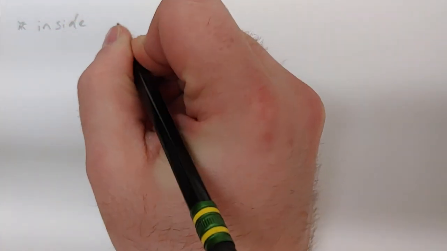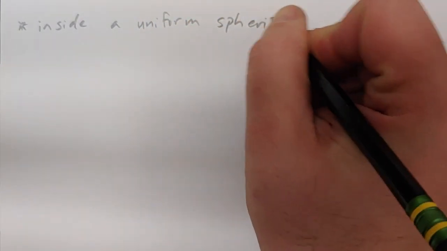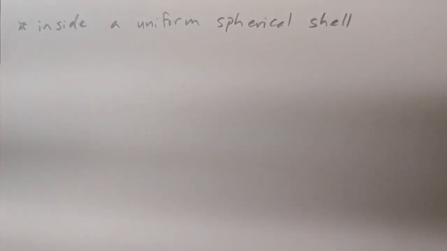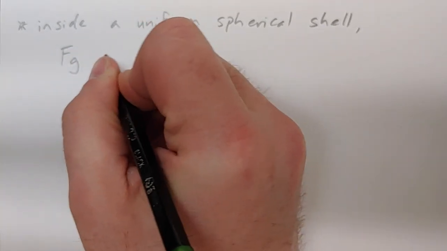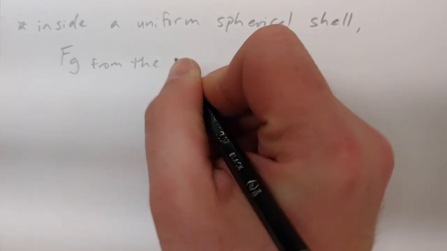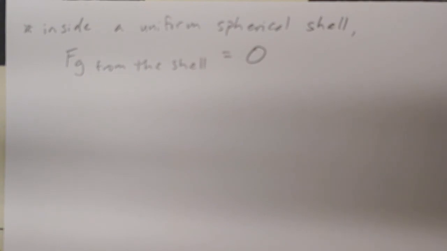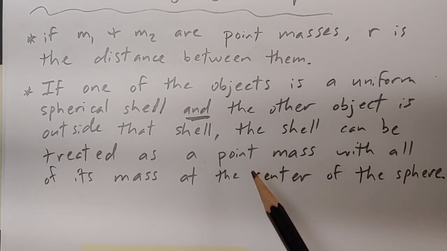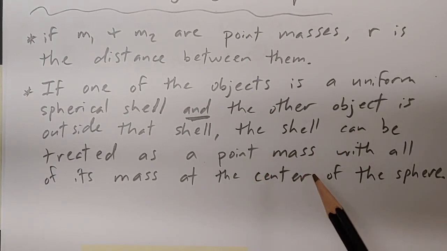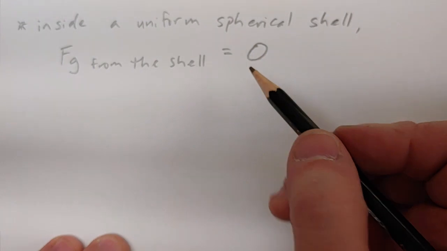And so that rule is that inside a spherical shell, inside a uniform spherical shell, the force of gravity from that shell is just going to be 0, which means that if one of the objects is a spherical shell and the other object is outside the shell, well, then you just treat the shell as a point mass in the center, and if the other object is inside the shell, the force of gravity is 0, because the shell doesn't do anything.